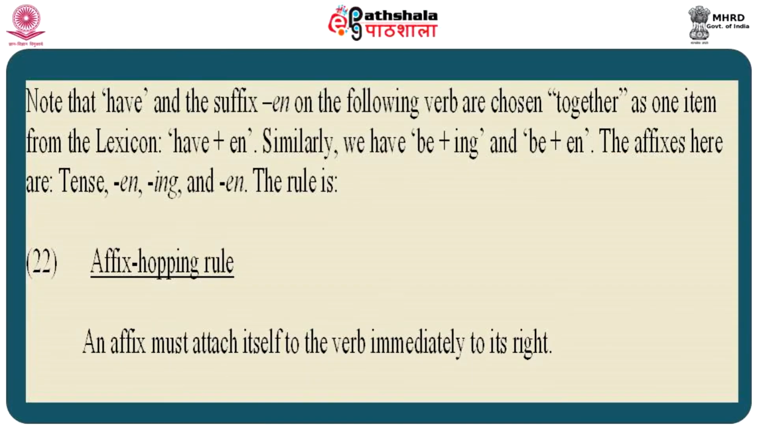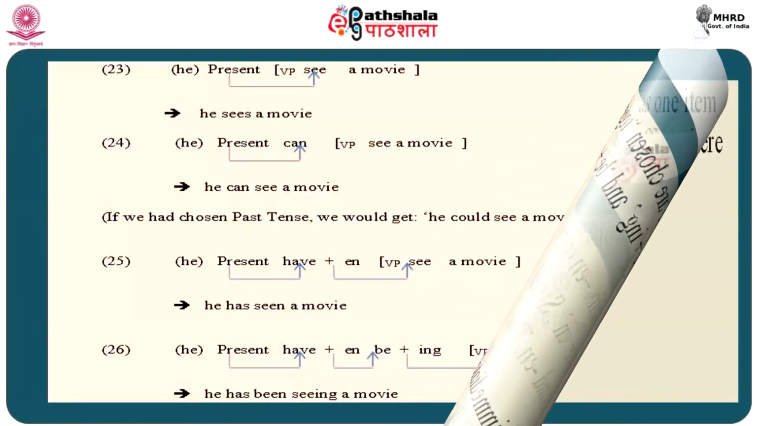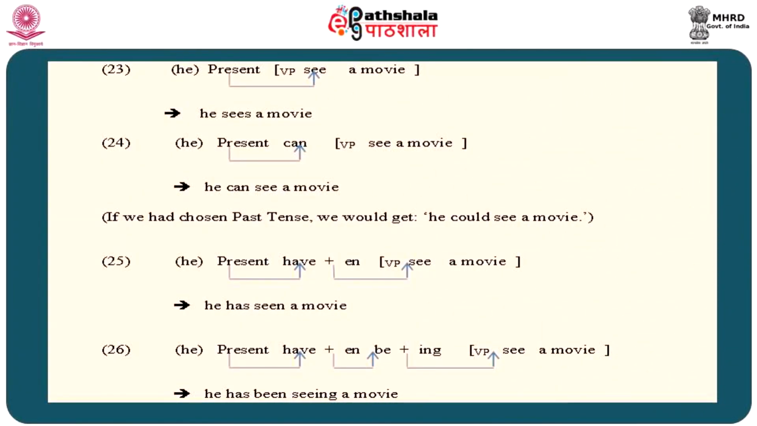Now consider how we can generate sentences using the structure shown in 16, that is the representation we saw just before, and the rule 17, that is the affix hopping rule. We have the following options. Option A. Suppose we choose none of the auxiliaries under aux. Then we have only the obligatory element tense, for example, present tense. Now we can have the following derivation. Present followed by see a movie. So he sees a movie. If we choose tense and a modal, then we have he can see a movie.